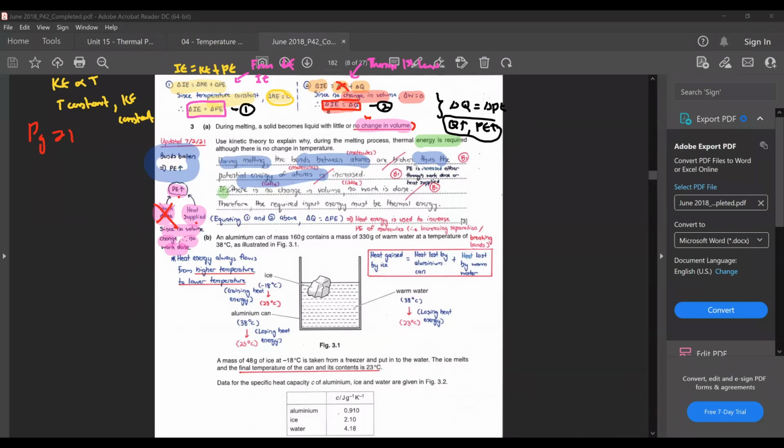You would need to say that, in the first place, there's no change in volume, so no work is done. Thus, the required input energy must have been from thermal energy. Because your potential energy increase must have come from something. If you already established that it did not come from work done, it must have come from your thermal energy supply instead. So this is actually what the marking scheme wrote. It's based on this understanding here.